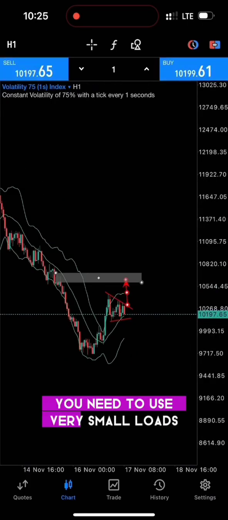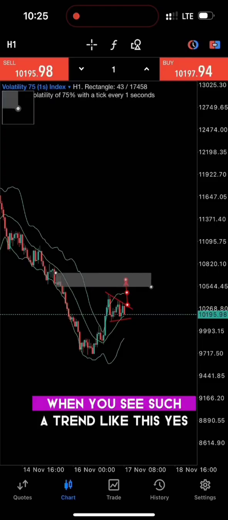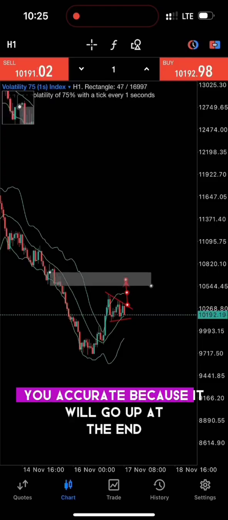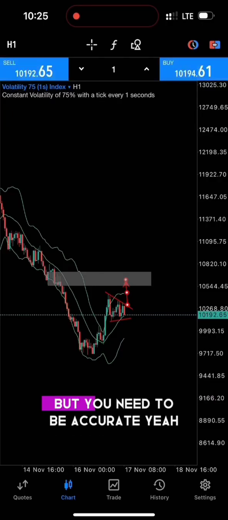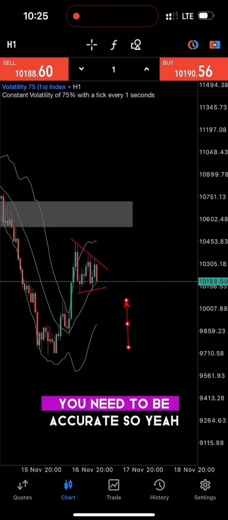You need to use very small lots when you see such a trade. Yes, you'll be accurate because it will go up at the end, but you need to be accurate here. You need to be accurate.